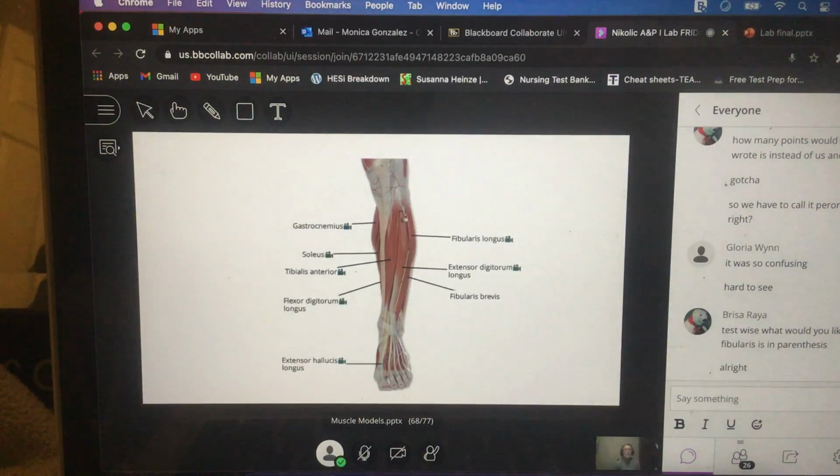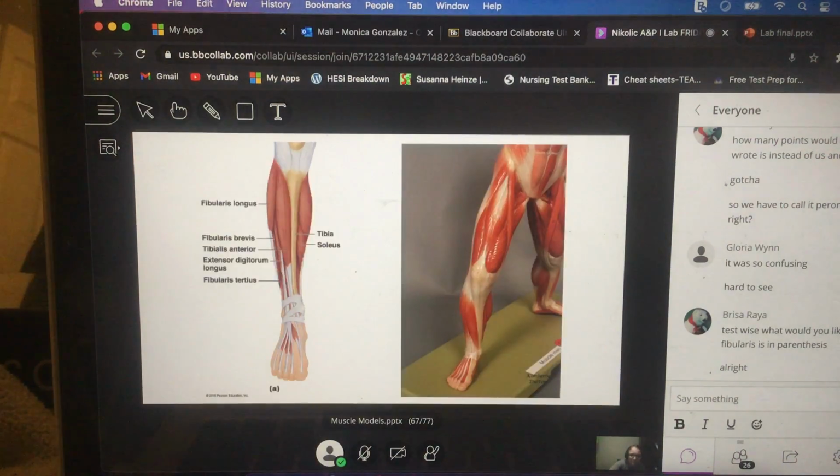Now, here is the actual leg model, and that's going to have the fibularis longus, the fibularis brevis, and then the extensor digitorum. Now, so guys, hold on a second.